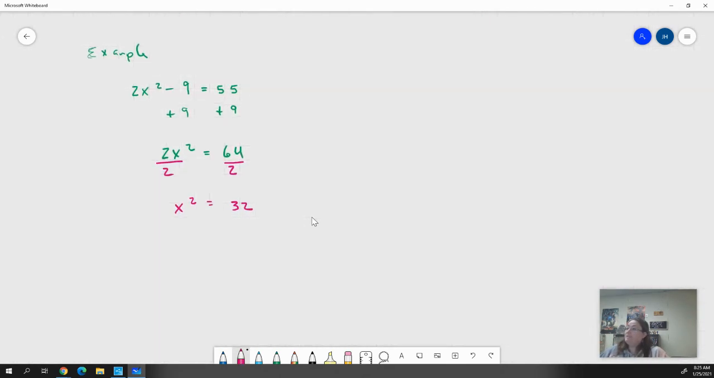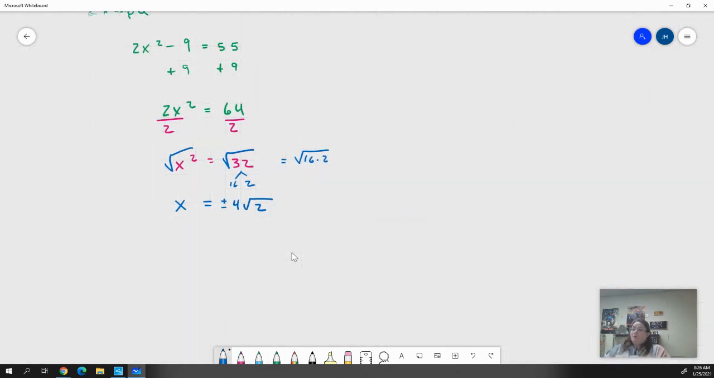32 is not a perfect square, right? So when we go to take the square root of both sides, I am going to have to look at what my factors of 32 are, right? Well, it's 8 times 4, it's 16 times 2. I can look at it like that, right? 16 times 2, and 16 is a perfect square, right? It's the same as saying 16 times 2, and 16 is 4 times 4. So I'm going to be able to pull out a plus or minus 4, but I have to leave the 2 underneath, right?